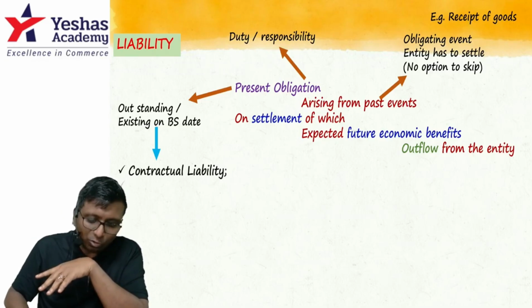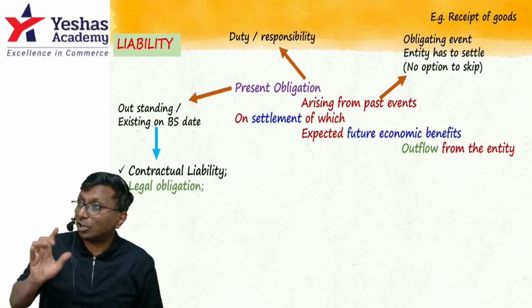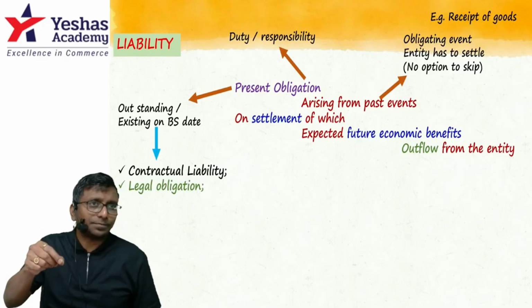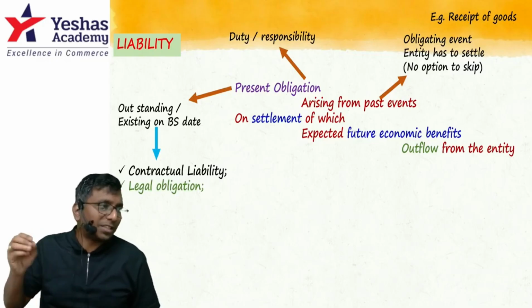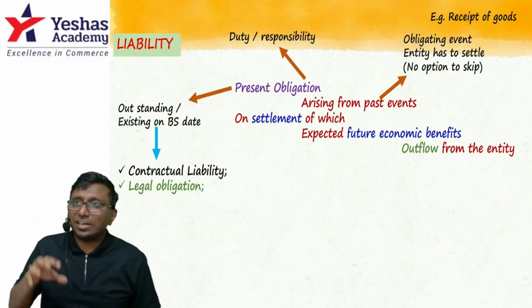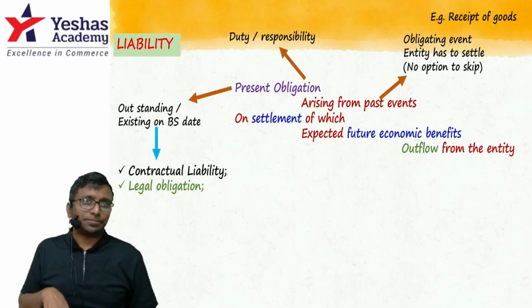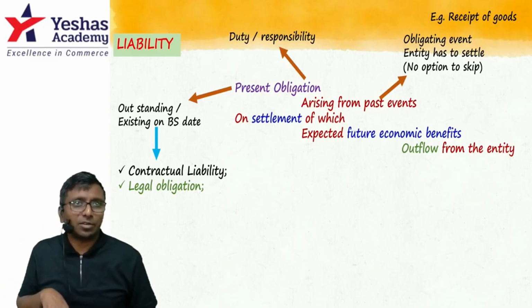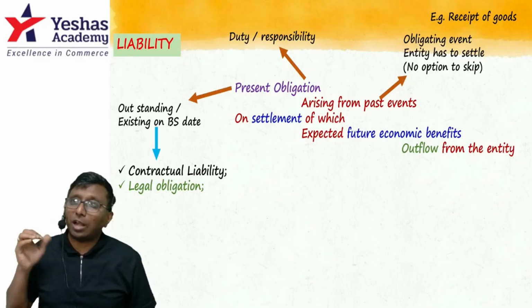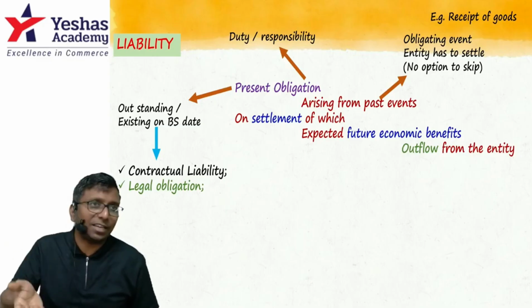How do you know that we are liable to somebody on 31st March? First one is contractual liability. There is an agreement, implicit or explicit, whatever it is. Or second thing, it need not always be contractual liability. Yesterday we spoke about income tax liability. Is there any contract? No contract. But am I liable? Liable, because of law. Legal liability.